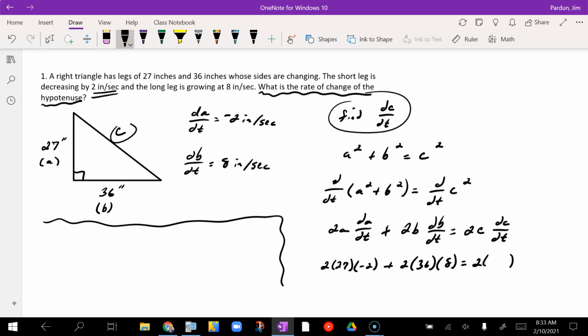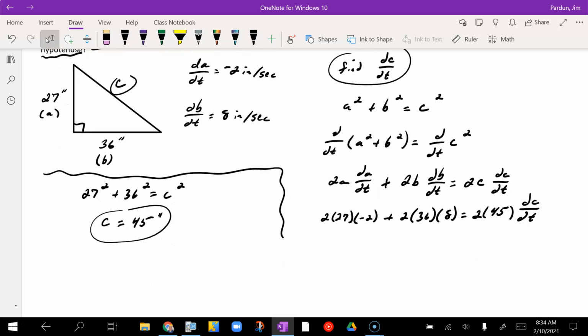In order to find c at the moment, when the legs are 27 inches and 36 inches, I can take 27 squared plus 36 squared to equal c squared. And then I'm just going to solve this for c. So I'll add those together, take the square root, and I end up getting c to equal 45 inches. So that's going to be a 45. Now, at the moment, you didn't realize that you would need this c, but as I look at my equation, if I want to solve for dc/dt, then I need to have a value for all the other numbers here. So now the rest of this is just algebra.